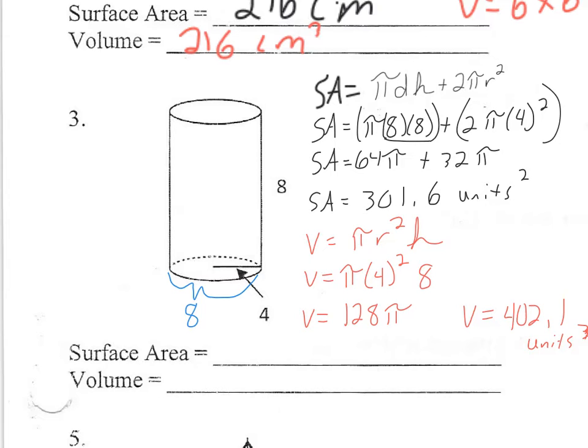So when you actually wrote those in, you should have surface area equals 301.6 units squared. You should have volume 402.1 units cubed. Again, a really good idea to get in the habit, if they don't give you a unit, of just writing units. Your EOC will pretty much always give you a unit, so just make sure you pay attention to what that is.